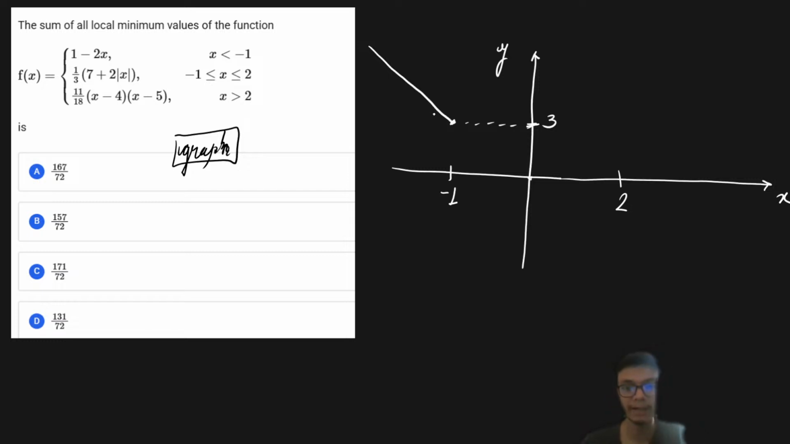All right. And if you look at the interval -1 to 2, the graph is again a linear function, but it has a modulus in x. So let's try to plot the positive part. If you plot that for the positive part, the equation will simply be (7 plus 2x) divided by 3. At x equals 0, it is 7 by 3, somewhere over here, and at x equals 2, it is 11 by 3, something like this.